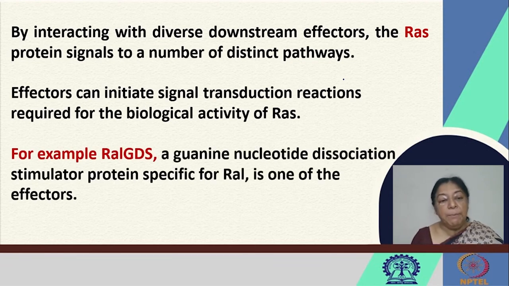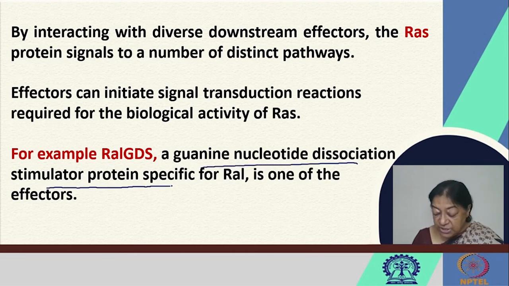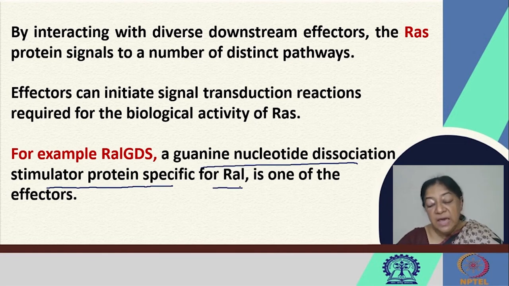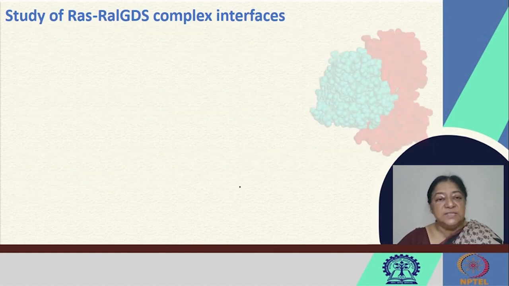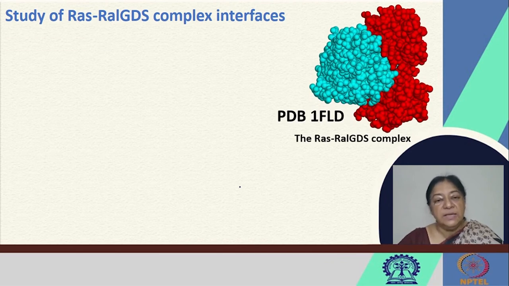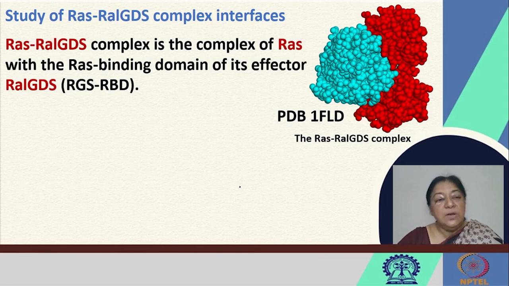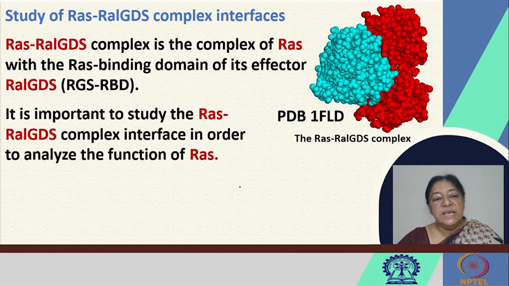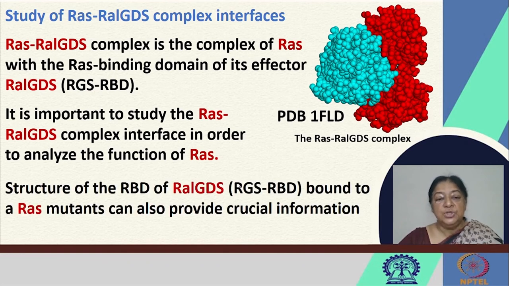For example, we will just look at an example of an interface. This guanine nucleotide dissociation stimulator protein, specific for Ras, is one of the effectors. So the study of these complex interfaces is going to give us some information about how they can be targeted for design of drugs. So when we are looking at the Ras binding domain of its effector, we are looking at the interface. The complex interface gives us an important platform to study and to analyze the function of the protein and to know where to target it to stop any aberrant protein-protein interactions that are going to lead to disease. So the structure of these bound complexes, bound to the mutants even, can also provide crucial information required for the development of drugs against this Ras protein.